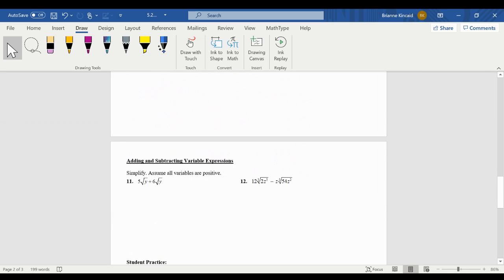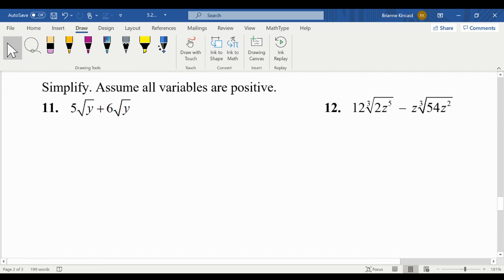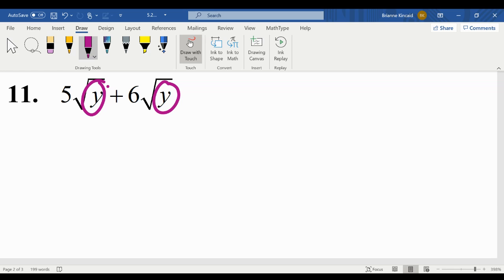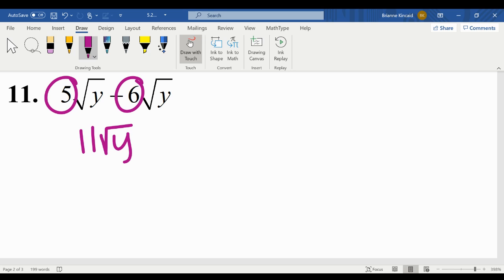Two more examples and we're done. The only difference in example 11 compared to what we did on the front side is that I'm giving you a variable underneath the radical. You still want to look for two things. Is under the radical the exact same, which it is, and is the root the exact same? If there's no number, we know the root is automatically the square root, a root of 2. From there, you're going to do 5 plus 6, which is 11, or more specifically, 11 radical y.